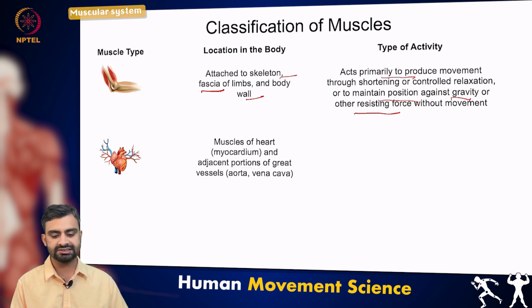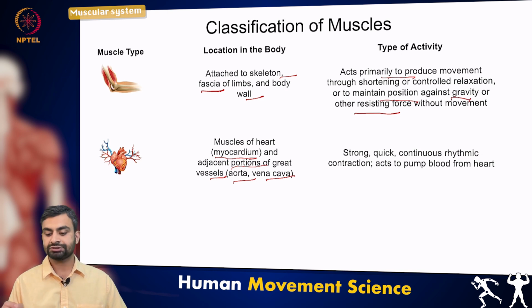The cardiac muscles are present in the heart. They are known as myocardium, and also present in the adjacent portion of the great vessels such as aorta and vena cava. So these muscles are strong in nature, have quick response and provide continuous rhythmic contractions which help to pump the blood from the heart to the different body parts.